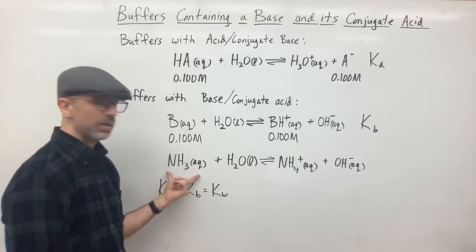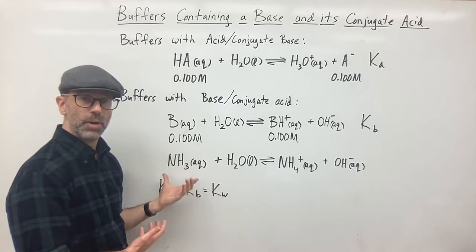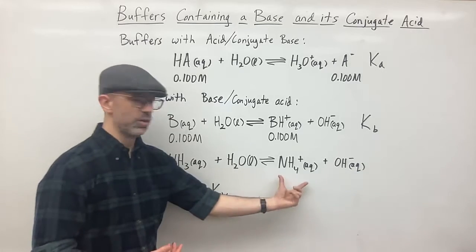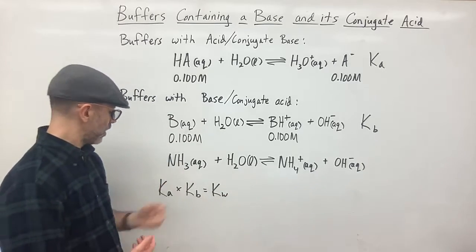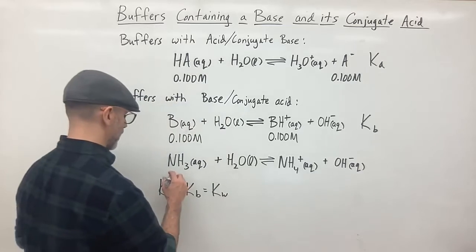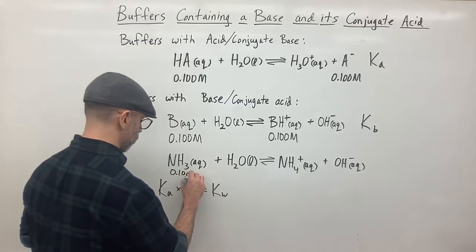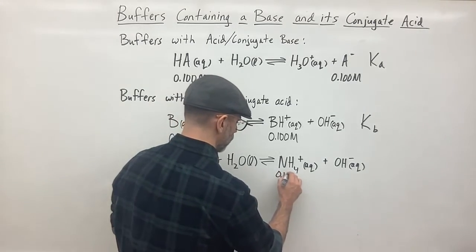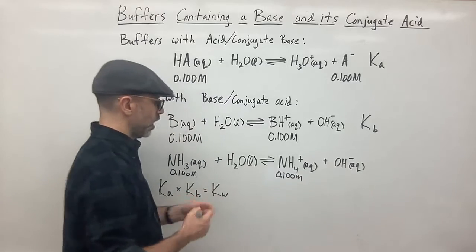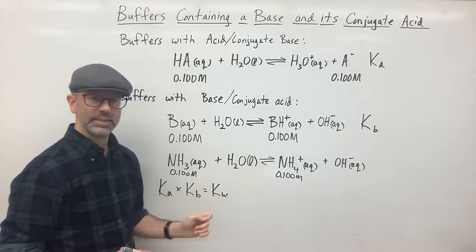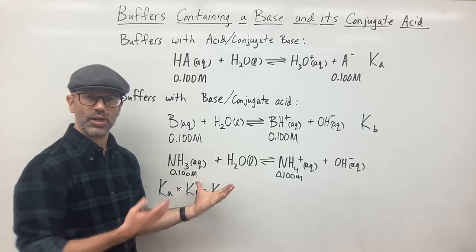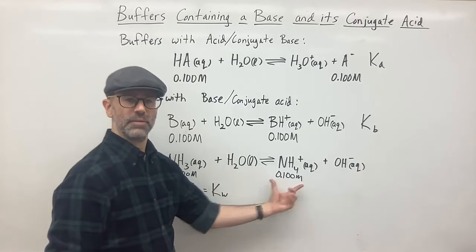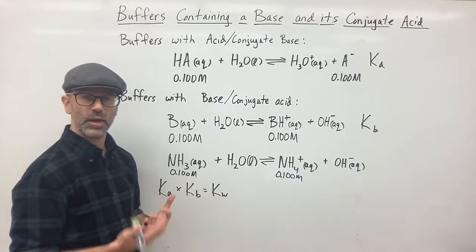Here is an example of where you might have a buffer with a base and its conjugate acid, and that would be ammonia and ammonium. Let me write this down. That would be like having a 0.100 molar concentration of ammonia along with a 0.100 molar concentration of ammonium mixed in together. And so here would be an example of a buffer that has a base with its conjugate acid. It works the same way, the way you solve the problem.